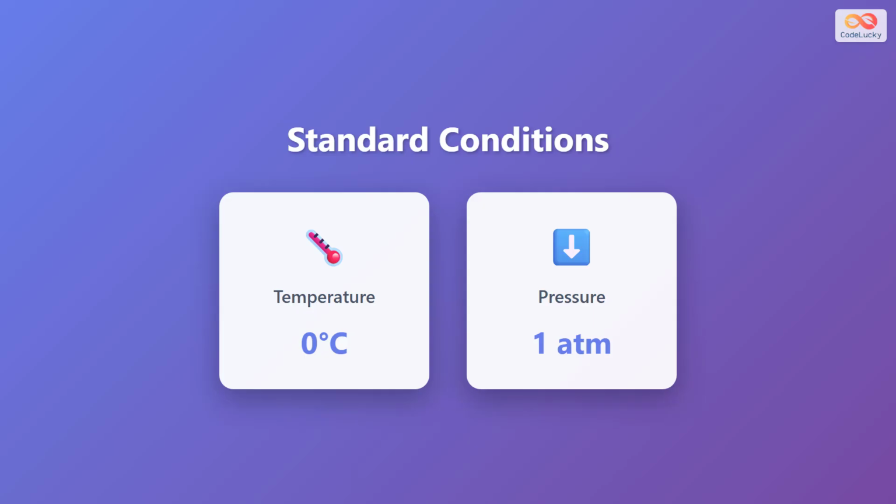The standard conditions defined by STP are 0 degrees Celsius for temperature and 1 atmosphere for pressure. These two values form the foundation of STP. 0 degrees Celsius represents the freezing point of water, while 1 atmosphere represents the average air pressure at sea level.